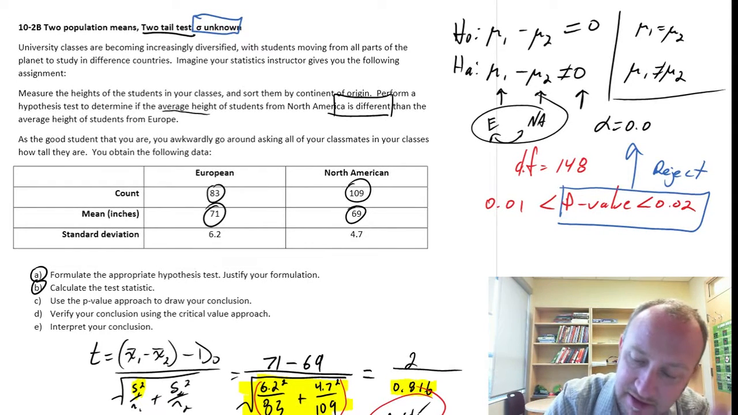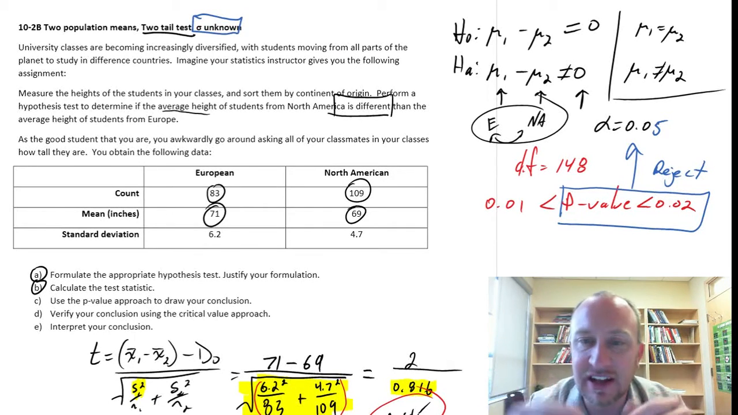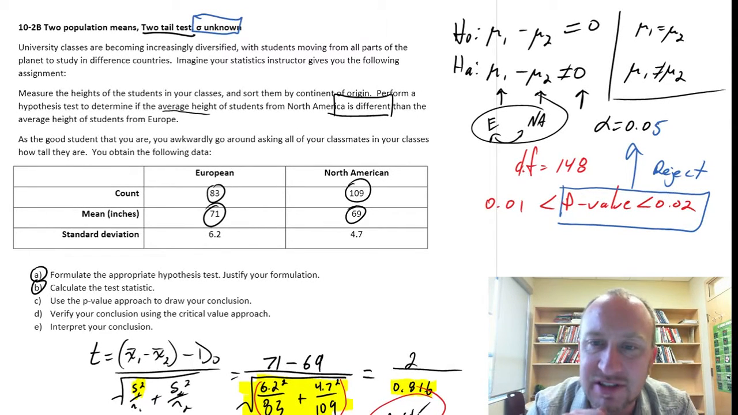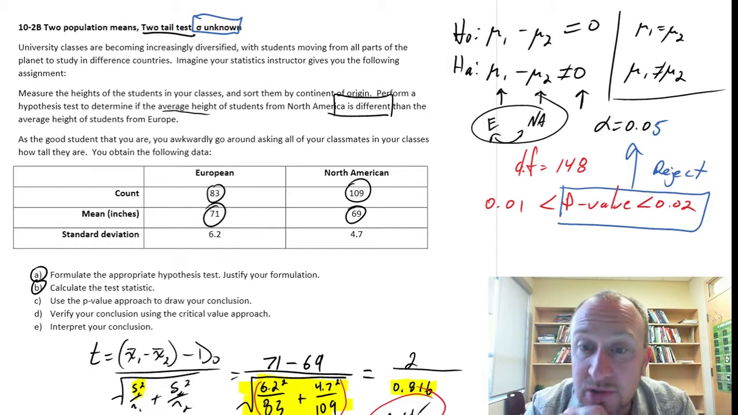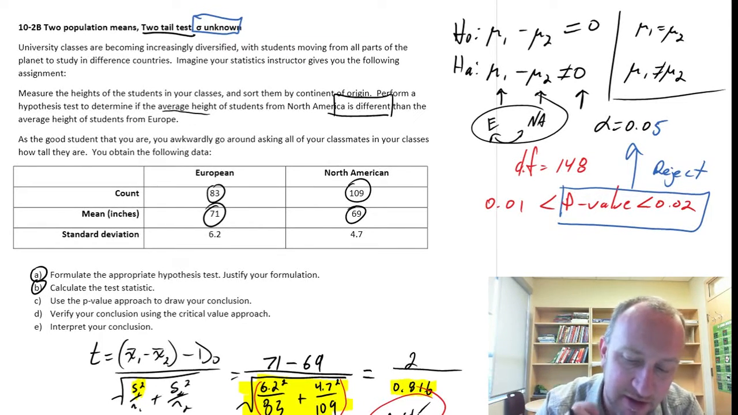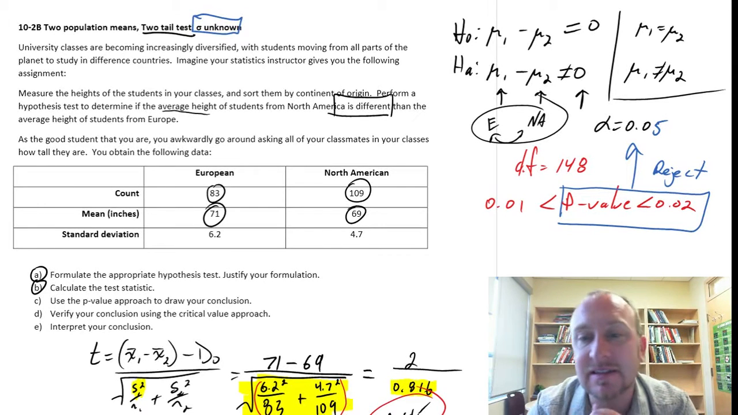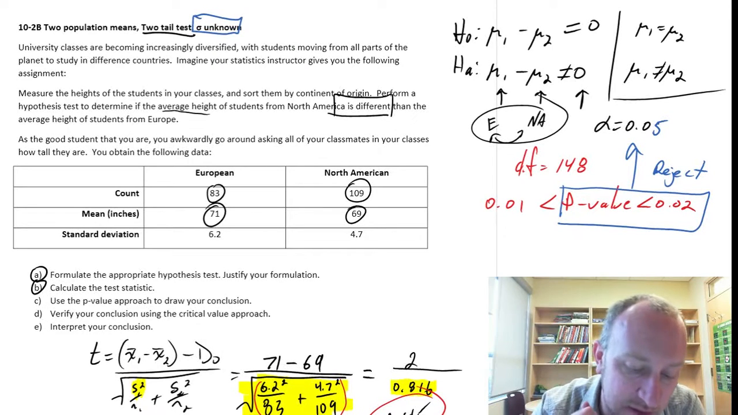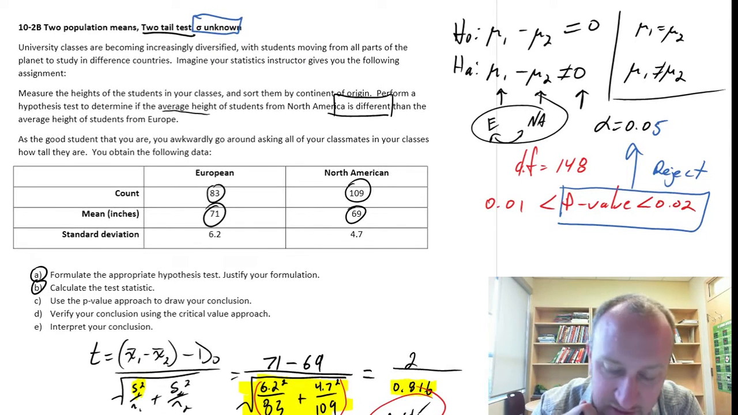But let's keep with our original point. So we can change alpha a little bit. It doesn't change the conclusions unless alpha gets too small. So our evidence supports the alternative hypothesis, meaning that yes, there is statistical evidence of a difference in average heights between the European and the North American students.